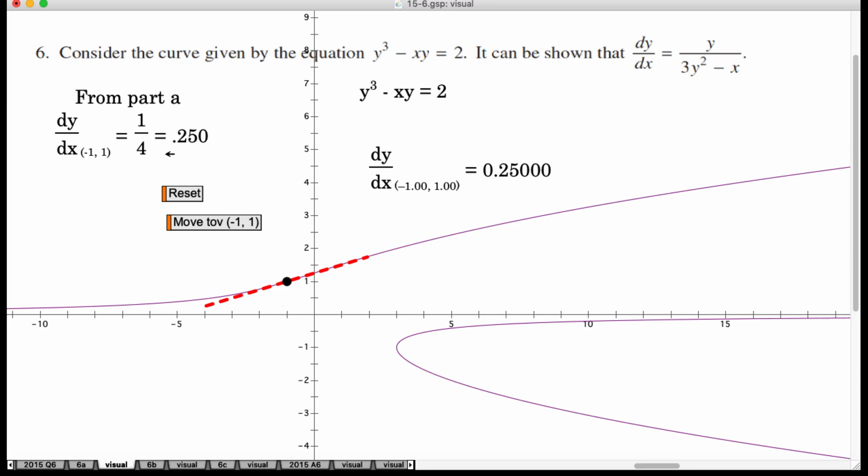Okay, and this is what it looks like. This is this curve right here. And I drew a little sliding tangent here, and you can see the slope is changing. These are the x and y coordinates, and as the x and y coordinates change, the slope is changing. It's just a little of interest here. You don't need to do this, but it's kind of nice to see what's going on sometimes. And if I move it to the point minus 1, 1, you see the slope is 0.25, which is what we came up with in part A.